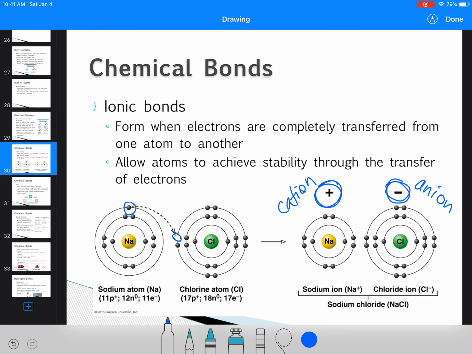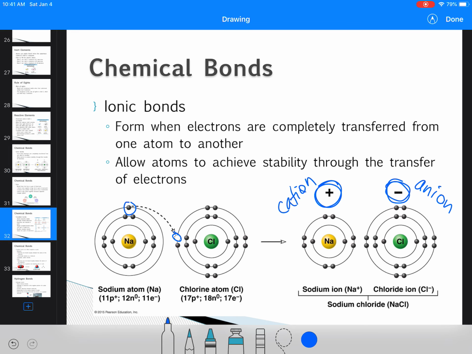So it's a bond between two ions, essentially, where the positive and negative charge attracts each other and holds them together, all right? But there's no direct physical connection between them. It's just an attraction between those positive and negative charges, okay? So that's an ionic bond.